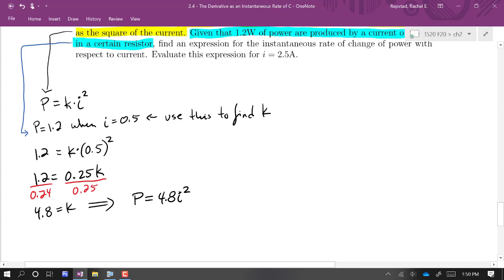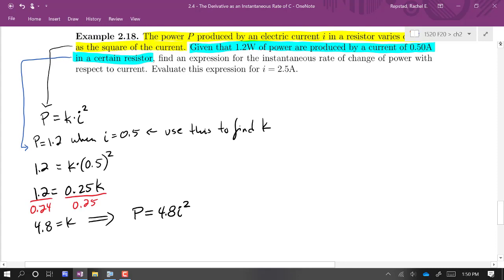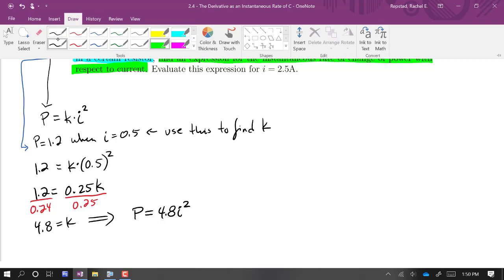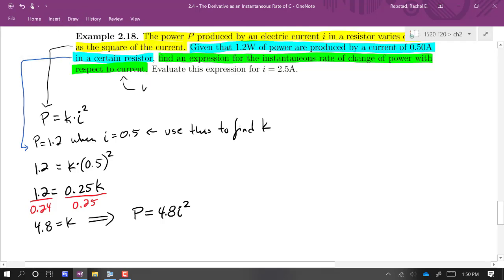All right, so all of that in the beginning was a preamble in this problem to just give us the function that we needed. Now let's keep going. This says, find an expression for the instantaneous rate of change of power with respect to current, and then we'll evaluate it when I is 2.5 amps. So we want the rate of change of power, dP, with respect to current, dI. We want dP/dI, and we have power as a function of I, so that's perfect.